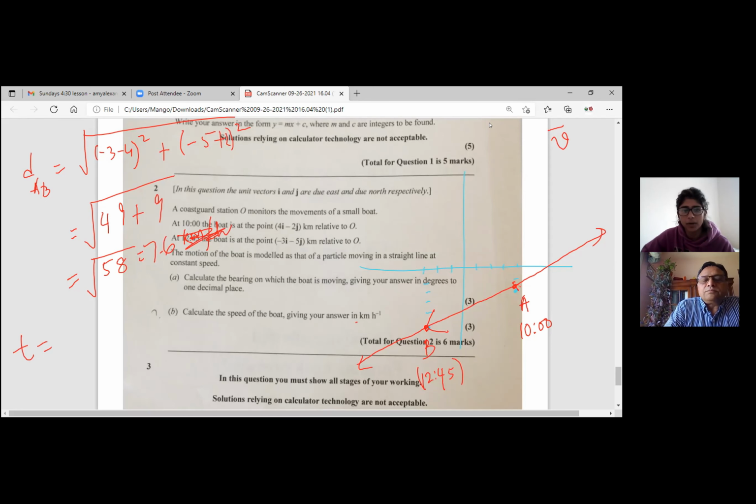Wait, so are we doing part B? We are doing part B first. Oh, okay. So with distance and time, we will find speed first, the magnitude, and then we'll find the direction.